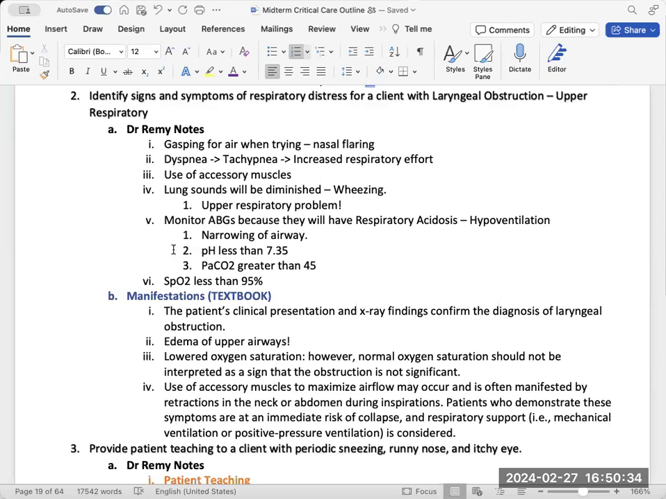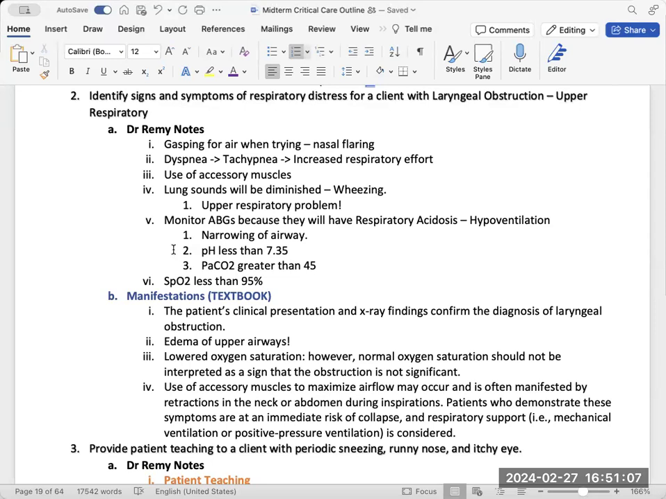So gasping for air. So when you think of laryngeal obstruction, we're thinking airway obstruction, we're thinking looking at a patient who looks like they're really, really struggling to breathe. So we'll see nasal flaring, right, while gasping for air, right? They'll have dyspnea, tachypnea, or even an increased effort in breathing. All of those words can be used interchangeably. Use of accessory muscles, right? As someone said, the neck and the abdomen, you could see this in, right? We have to be very careful, right? Because these could all lead to respiratory collapse.